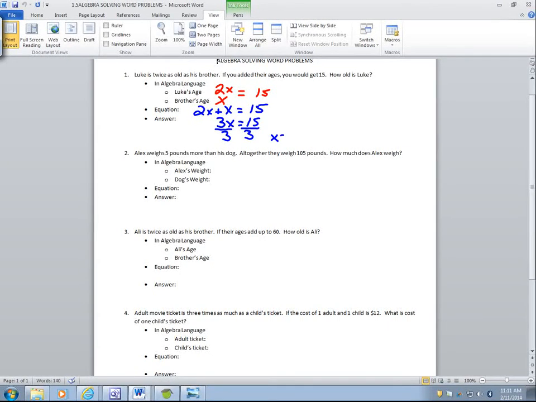X equals 5. Let's go back and look at that. The brother is how old? 5, and Luke is? 10. Outstanding. Okay, now write that down. So number 3 is very similar to that.